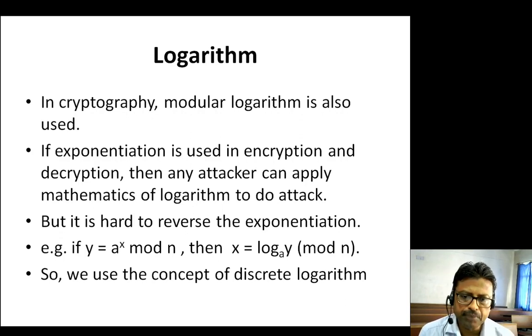So let us take an example. Suppose in most algorithms we use a function like y is equal to a to the power x mod n, where we calculate the value of y where we know a, x and n. Suppose x is the key, and y is the value which is being sent by the sender. If somebody else knows y, a and n, they can also find out the value of x. And how can the value of x be found out? With the mathematics related with the logarithm, because x will be equal to log y to the base a mod n.